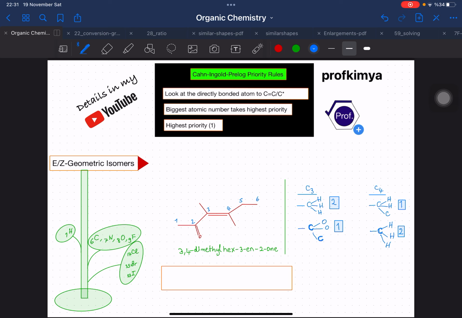So, if two highest priority groups are opposite to each other, then we call this E configuration, as you can see, opposite E, opposite E configuration. So this alkene has an E configuration.